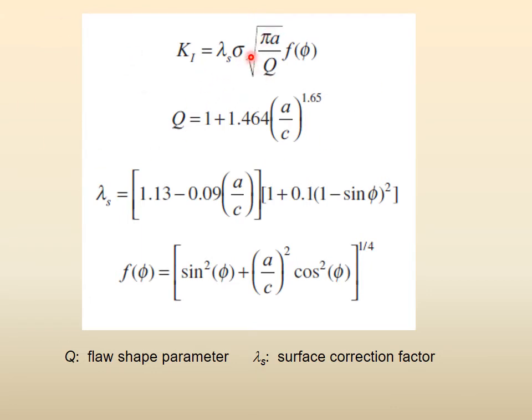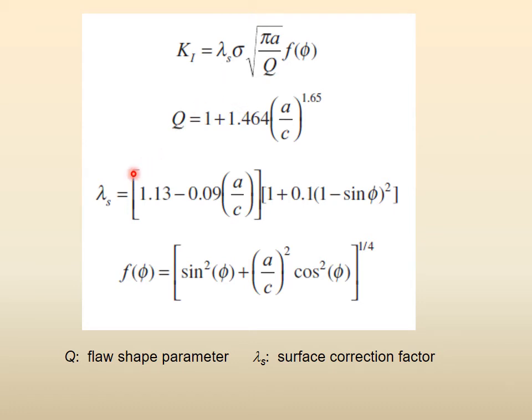Root pi a, remember, sigma root pi a is there. This is just the geometry factors. All of that together will be the geometry factor. Sigma root pi a is already there. So this Q is 1 plus 1.464 a upon c raised to 1.65, where a is the semi minor axis of the ellipse, c is the semi major axis of the ellipse. So this is it. If you have an ellipse, this is very easy, right? Immediately the size of the ellipse is given, you can find this.